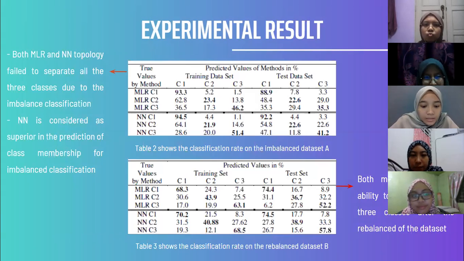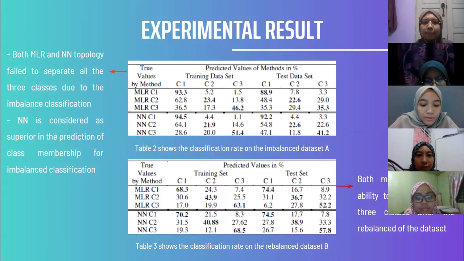So this is the experimental result. Consumer shopping behavior will be predicted using MNR versus NN across two data sets, A and B, of imbalance and rebalance classification. The individual classification rate of each predicted class versus the true class membership across training and test sets for the MNR and the best NN topology is shown in this table. Both MNR and NN topology failed to separate all three classes due to the imbalance classification. The NN outperforms the MNR with an MCR on the test set of 52.1% versus 48.9%, predicting classes 1 and 3 with higher accuracy than MNR. NN is considered superior in the prediction of class membership for imbalance classification.